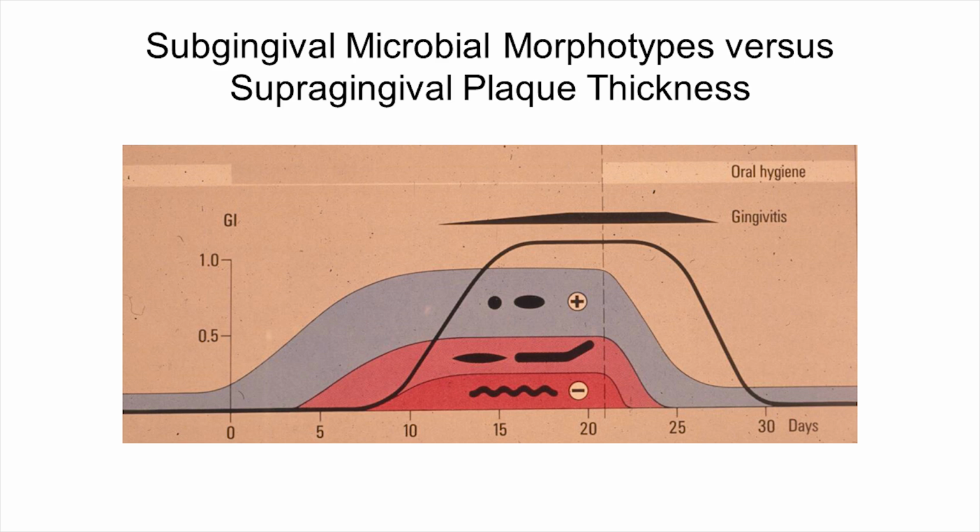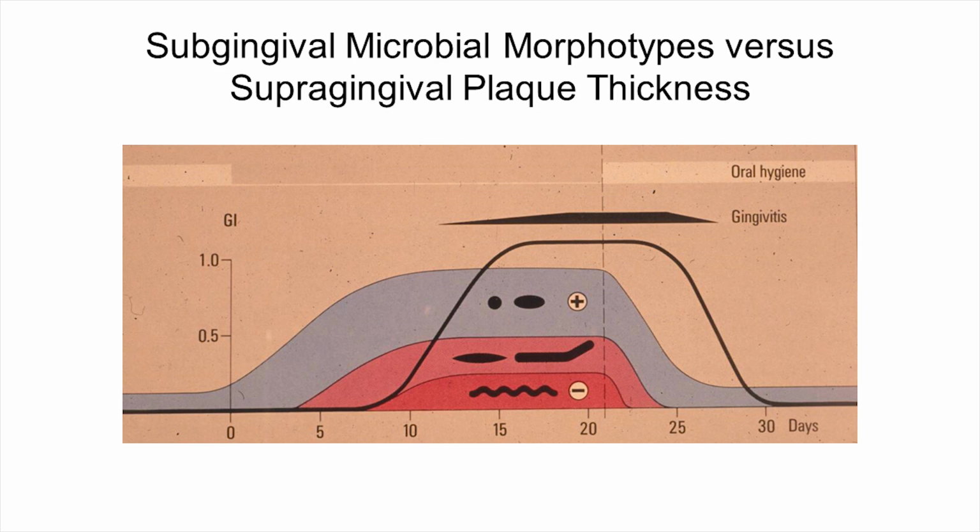Because if we look at the subgingival microorganisms that accumulate, there is a different kind of flora that accumulates, and the establishment of the organisms in different kinds of morphotypes changes depending on the time or the duration of the plaque accumulation. So what this slide is showing is that in the gray striped area, there is this first accumulation in the subgingival area of coccoid cells and small filaments.